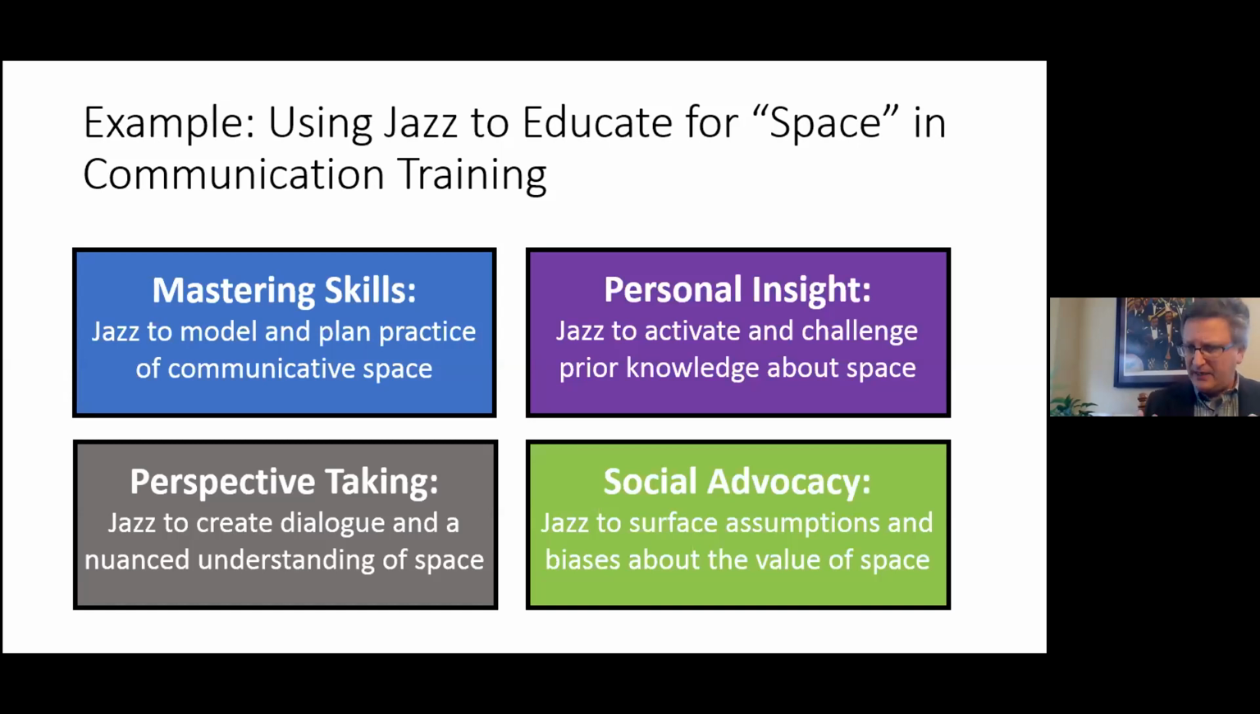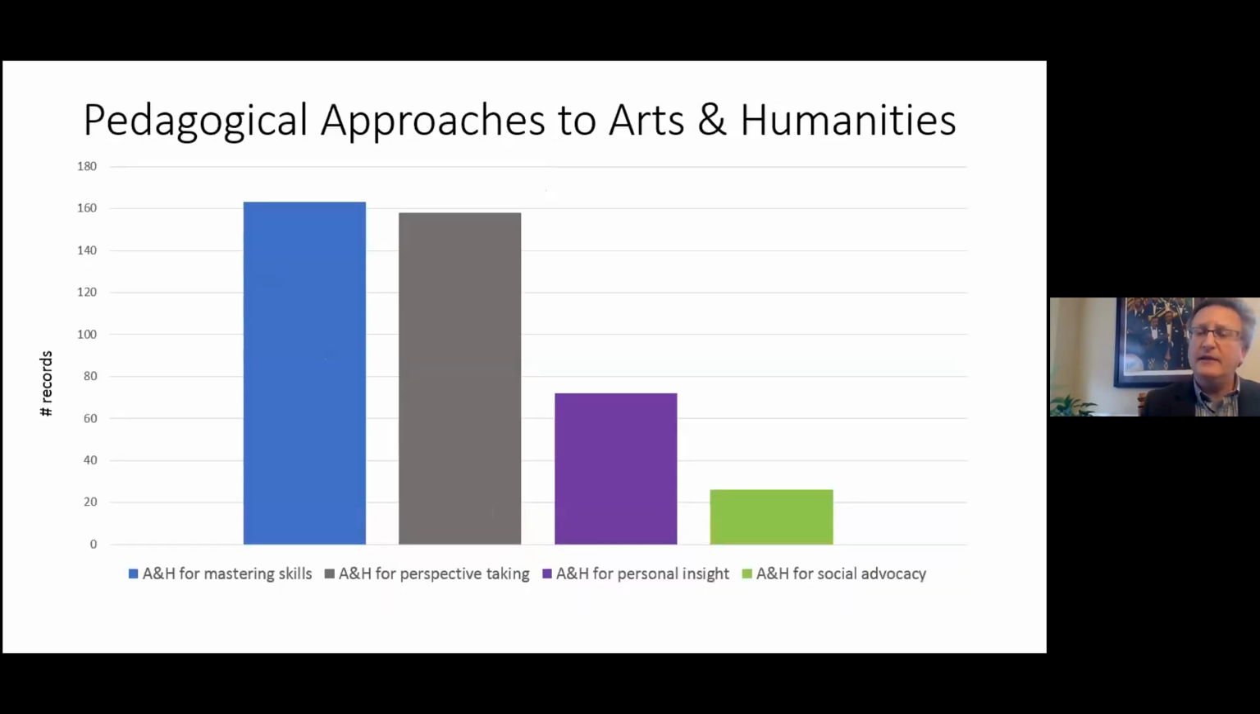And so the idea behind the PRISM model is that there's these four lenses through which you can look at any content that can give you ideas about how to deploy the arts and how to be strategic in making design choices and execution choices when you're with learners. In the literature, these are the relative proportions of the four components. You can see blue is for mastering skills, gray is perspective taking, purple is personal insight, green is social advocacy. The majority of records in the existing literature are about mastering skills and perspective taking.